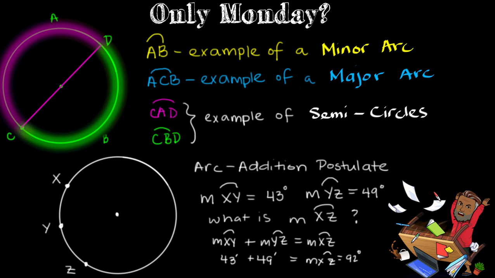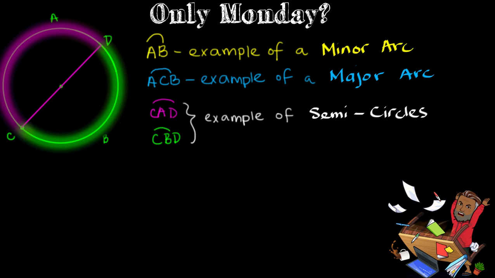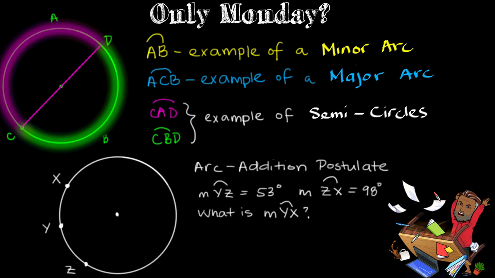All right, let's take a look at a second example. What we have here is something very similar, except this time yz goes from here to here, that's 53. And then we know that xz, or zx, this whole thing right here, comes out to 98.